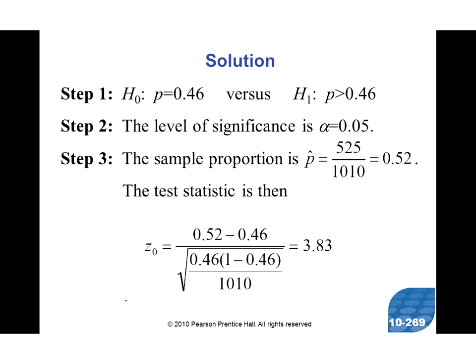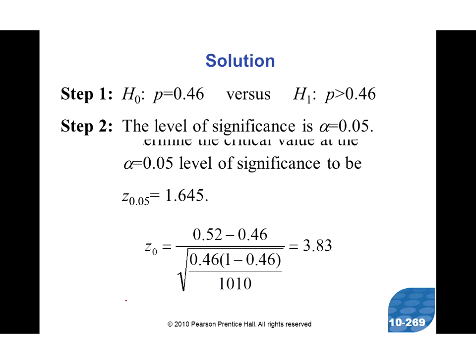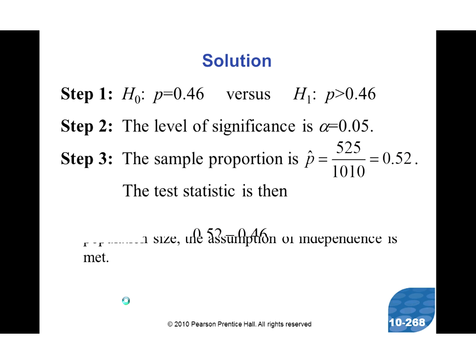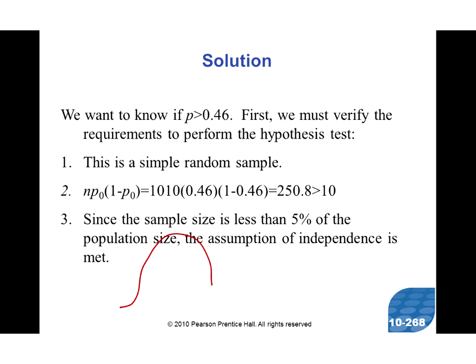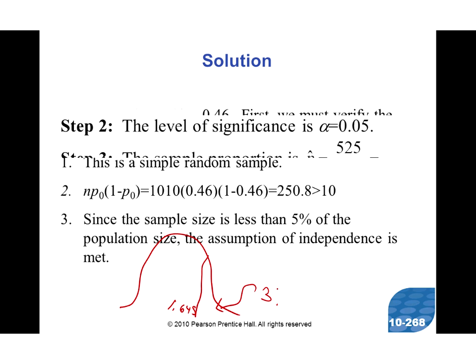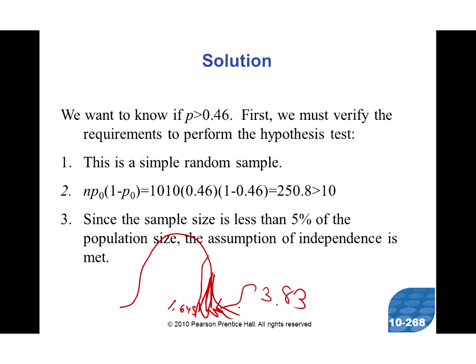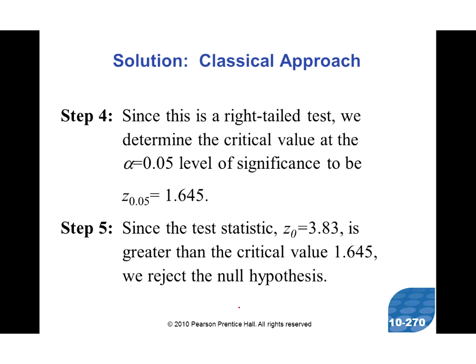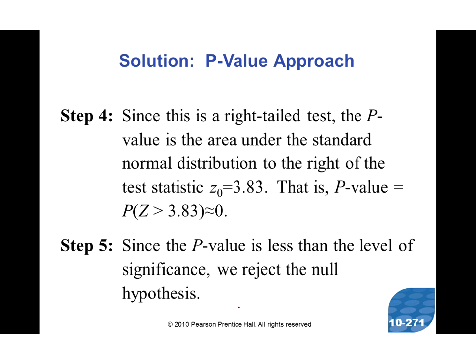All right. So just like we did, H naught P is equal to 0.46. Level of significance is alpha equals 0.05. We got the same sample proportion because our sample proportion was 0.52. And then they calculate the test statistic to be 3.83. All right. Now it's a right-tailed test, and our critical value of Z was 1.645, and our calculated Z is 3.83. So to me, that looks like it's in the critical region. And we reject the null.